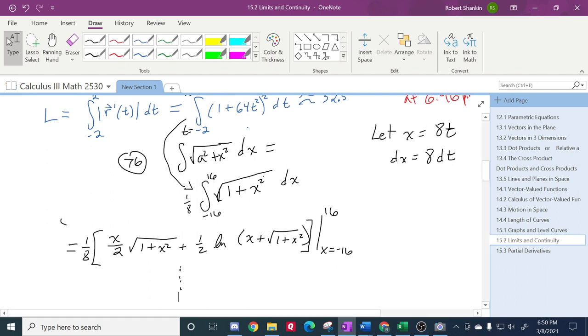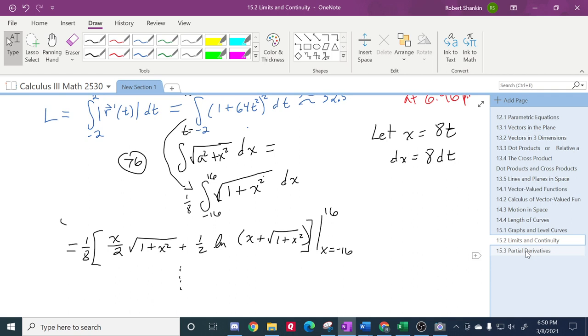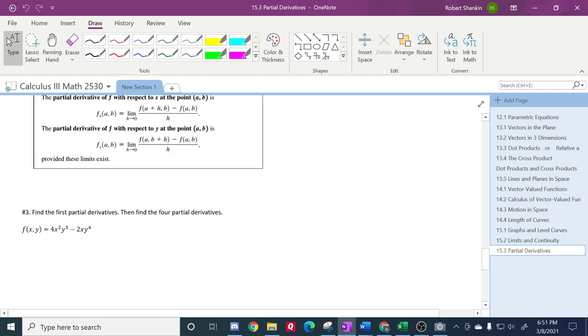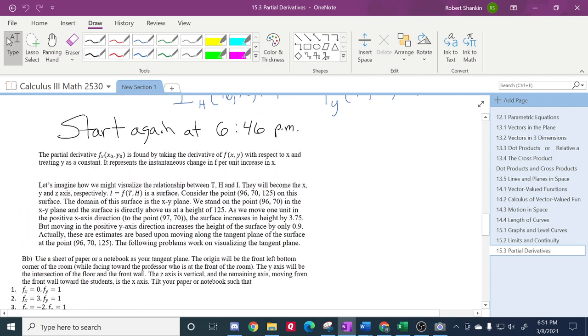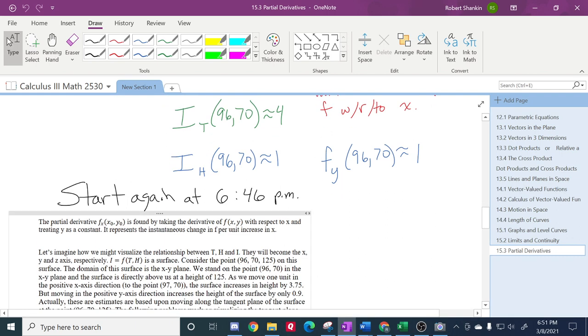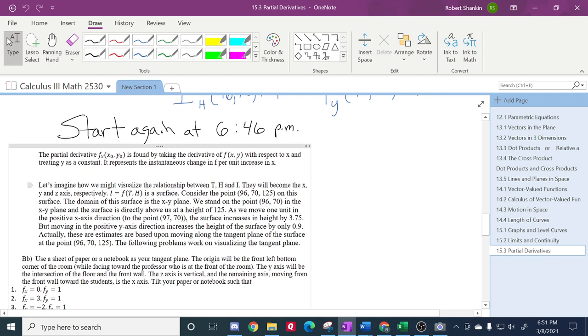Okay. Well, I'm glad you asked about that and got that cleared up. And let's go back to partial derivatives. All right, we're over here. So we had set up the first partials. And we'll come back to this part.